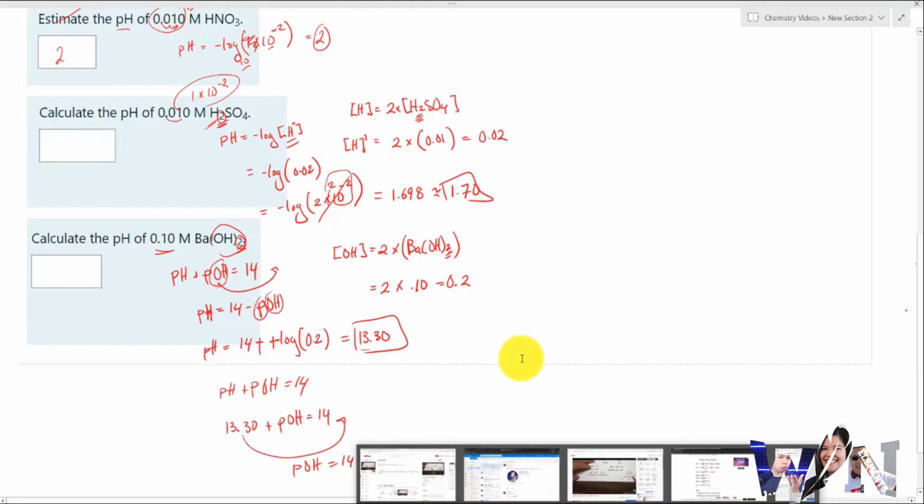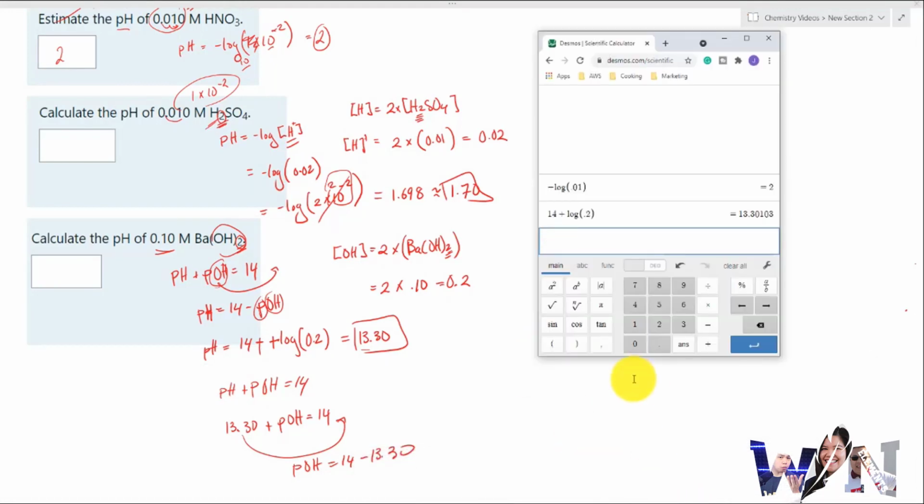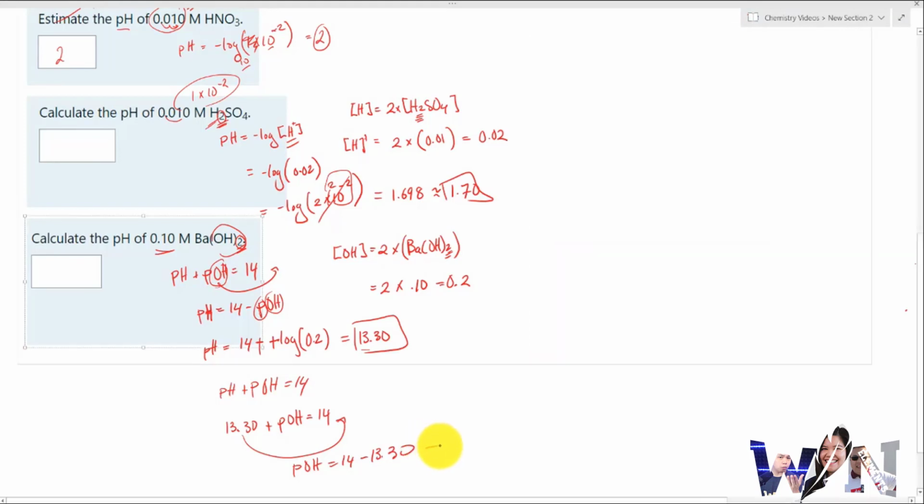And you will see that's very small. And let's plug in a calculator. We have 14 minus 13.30. There you go. And what do we have? Our pOH is 0.7. As you can see, this is very basic, because this is a basic compound.